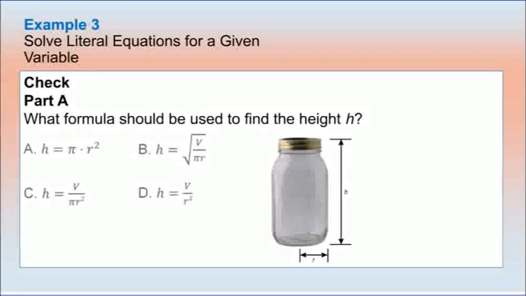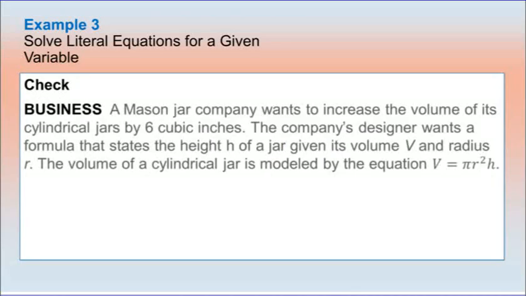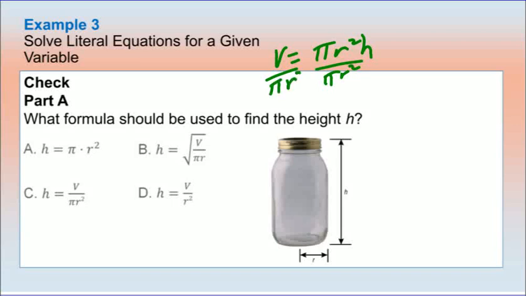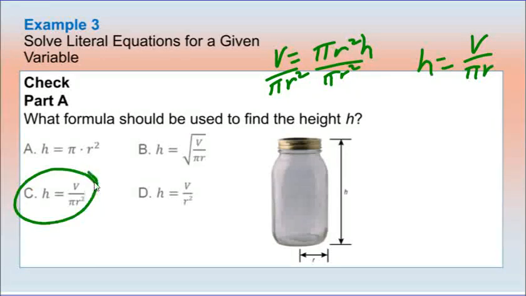So part A says, what formula should we use to find the height? If I go back here, I have V equals pi r squared times the height. So we need to solve for h. To get h by itself, I'm just going to divide by pi r squared, and I would have the height equaling volume divided by pi r squared. Okay, which one has that? The one that has h equals V divided by pi r squared would be letter C.